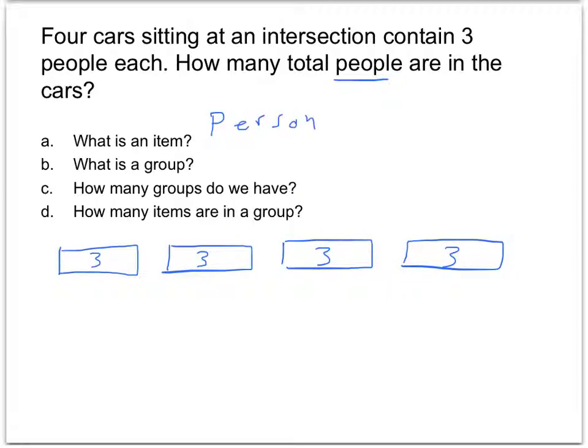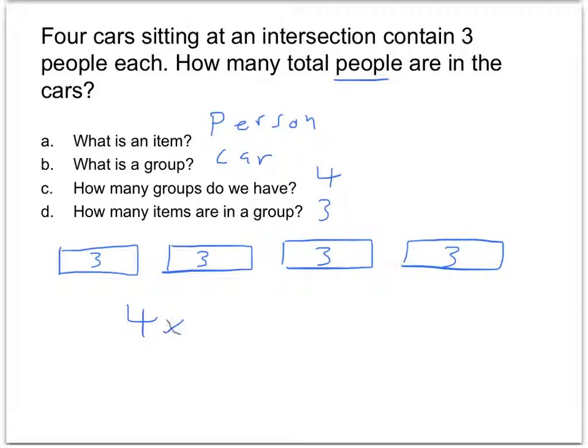Okay. Now, what is a group? Well, we see from our picture that we've got a group of people here, here, here, and here. Each one of those groups is a car, so a group is a car. So how many groups do we have? Well, we see that we have 4 groups. How many items are in a group? So we have 3.